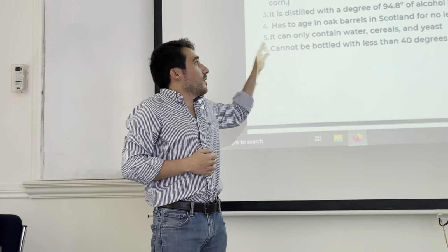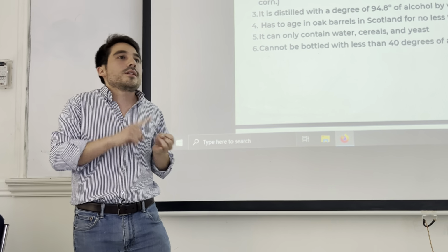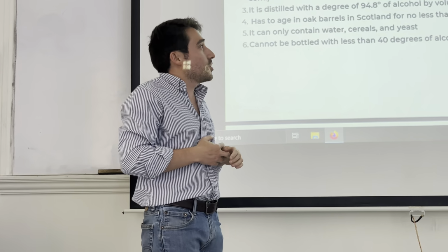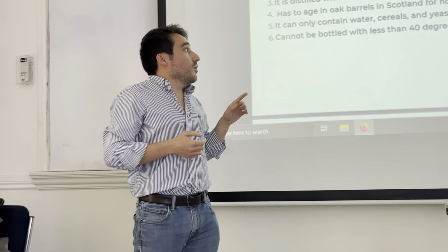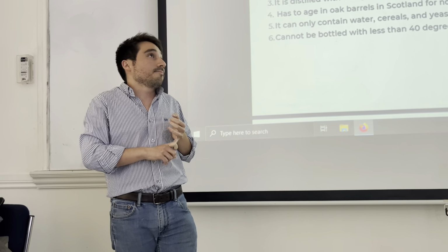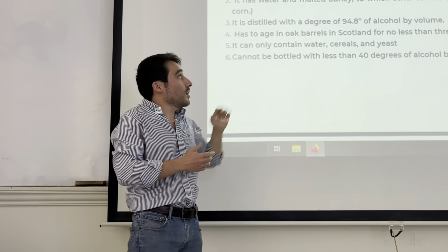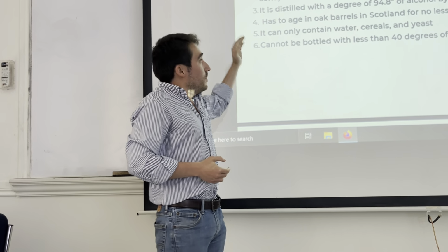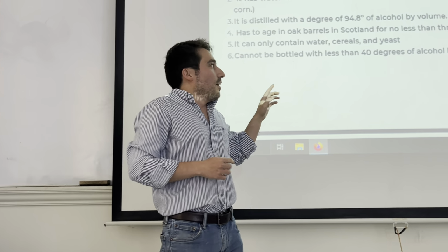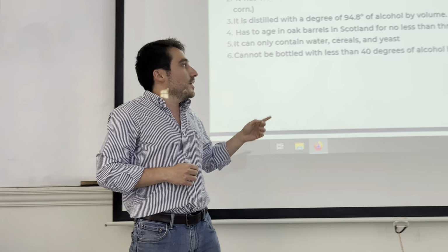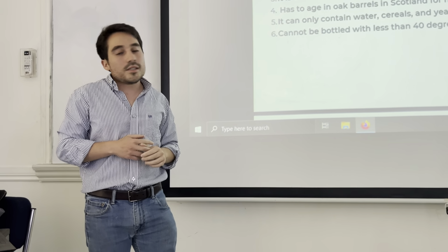The fourth rule is it has to be aged in oak barrels in Scotland, not in another place, not in Ireland, not in England, just in Scotland, and for not less than three years. You can make whiskey using other barrels, like old wine barrels, but for making Scotch whiskey, you can just use oak. Well, we have already talked about the fifth point, and the sixth point is that in the bottle, it has to contain at least 40 degrees of alcohol, not less. Otherwise, it's not considered whiskey.